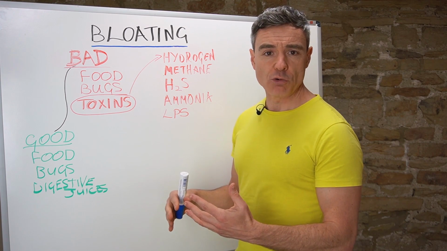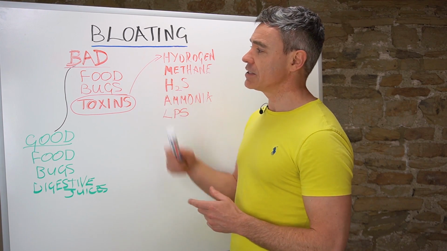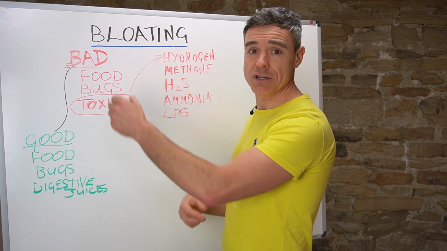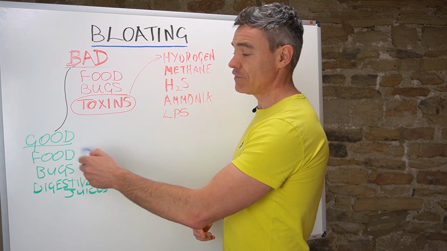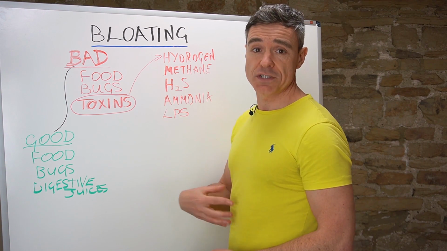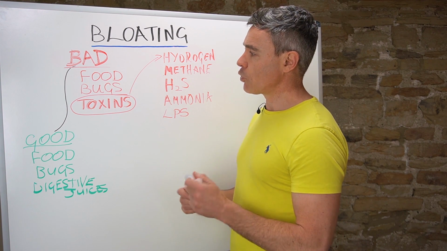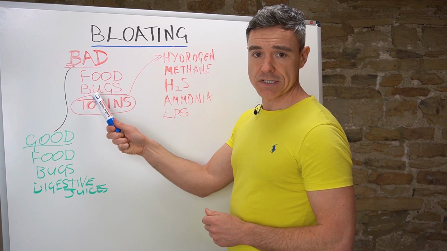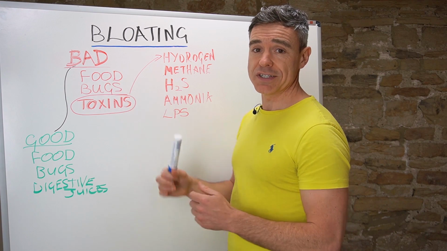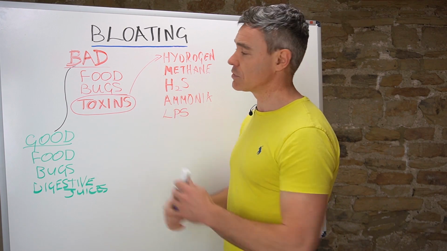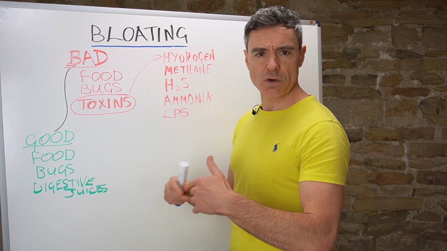So, just a very quick recap. We said that bloating typically is caused by an excess of bad stuff in the digestive system and a deficiency or inadequacy of good stuff in the digestive system. We've already spoken about food and bugs, the bad foods and the bad bugs that tend to exacerbate the bloating symptoms. And we're now going to talk about these toxins and gases.